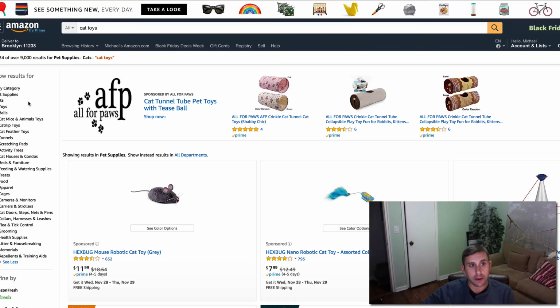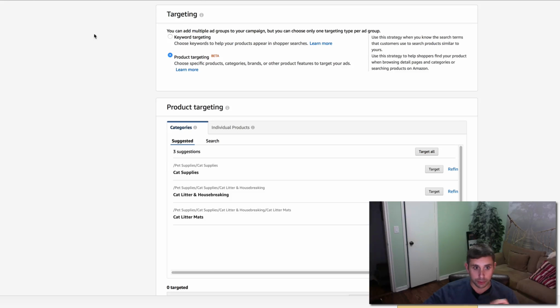So now, theoretically, when shoppers are looking through these different categories, Amazon is allowing us to target either the broad category of pet supplies or these more narrowed down targeted categories of balls, feather toys, catnip toys. Okay? So if you go inside of Amazon Seller Central, you can see that they've broken it down. Our main product, they've broken it down into the 3 categories.